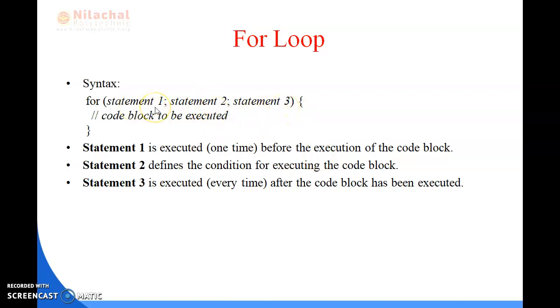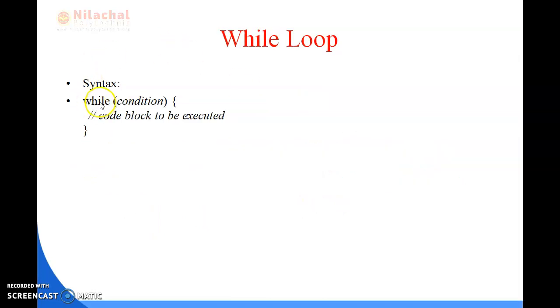So statement 1 is executed one time. Statement 2 is the condition, and if the condition is satisfied, statement 3 is executed every time after the code block has been executed. So this is the syntax for the for loop. Next is the while loop. This is the syntax for the while loop. The condition is put here, and if the condition is true or satisfied, then the code block is executed and the loop comes back.